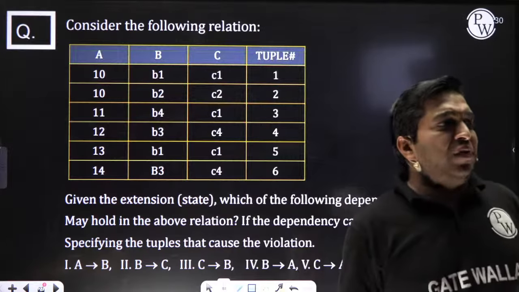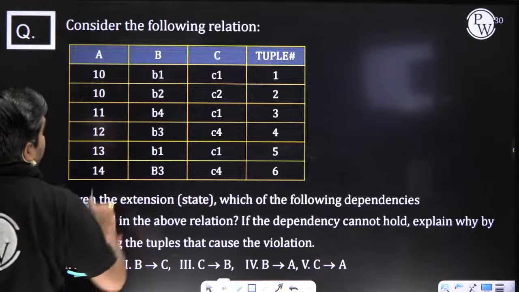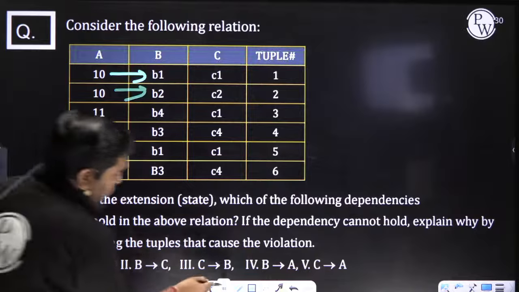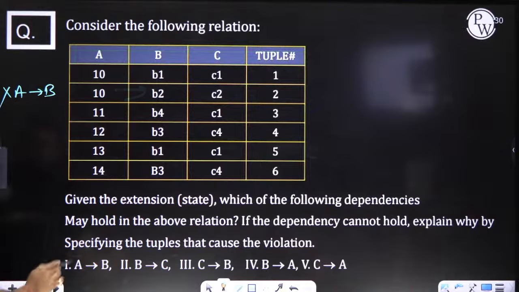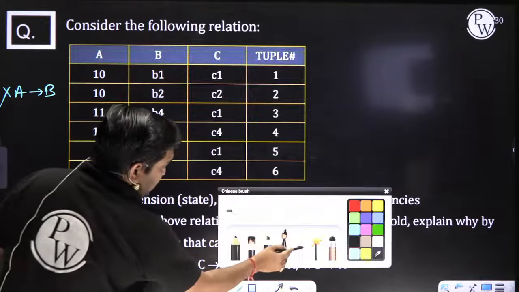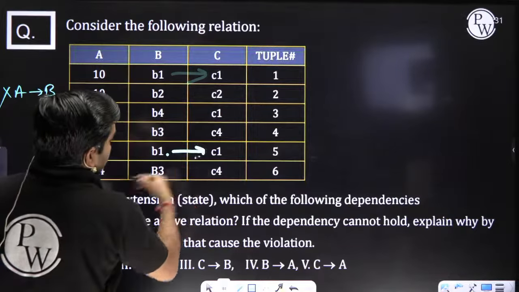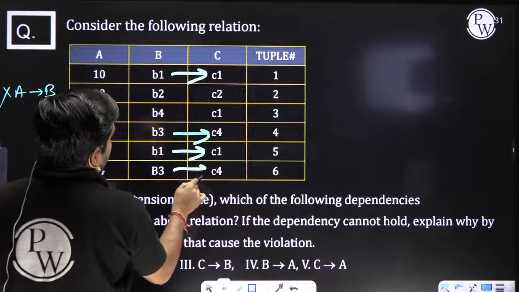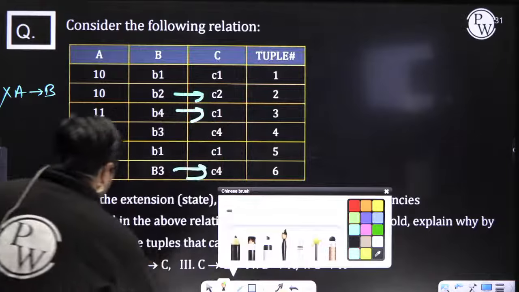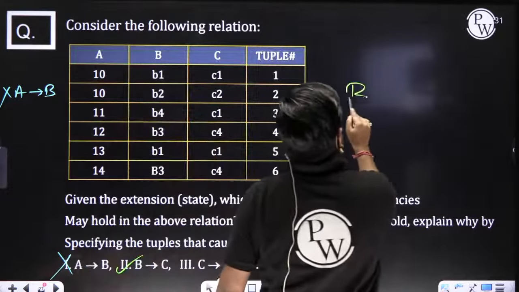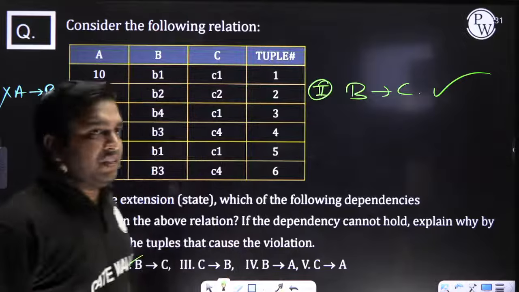Write the numbers like first, second, fourth. I am checking A tends to 10 for B1, and 10 for B2. Getting my point? So we can say A determines B fails. This one is wrong. Now B determines C. B1, B2, B4. You can see B1 gives C1, B1 gives C1. B3 gives C4, B3 gives C4, and B2 and B4. The second one is okay. B tends to C according to this relational instance. Satisfying.